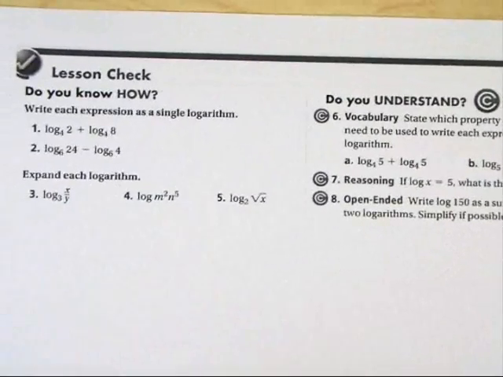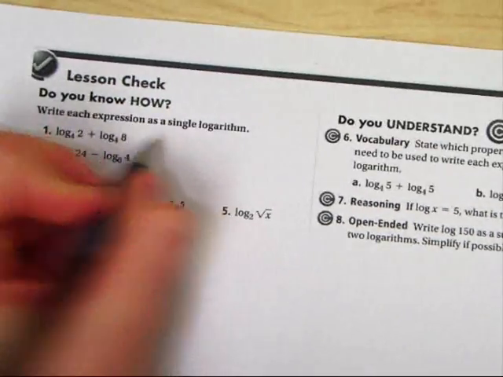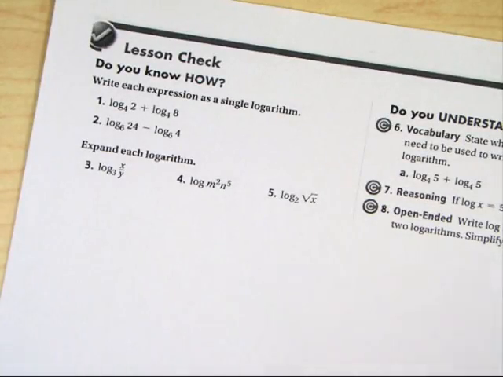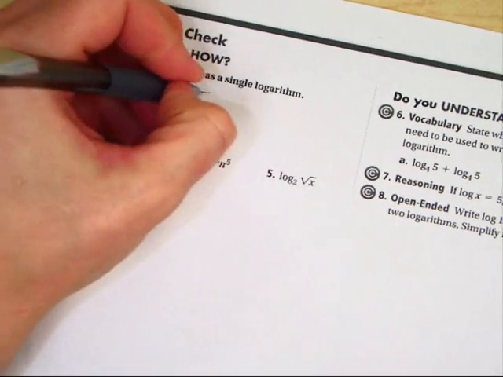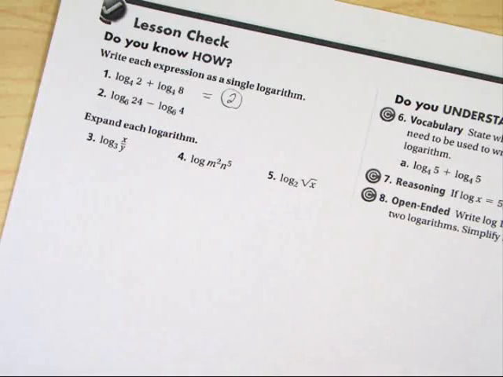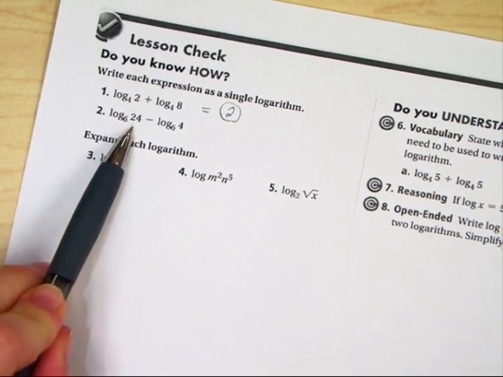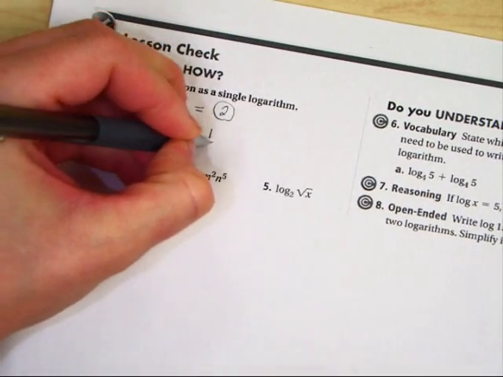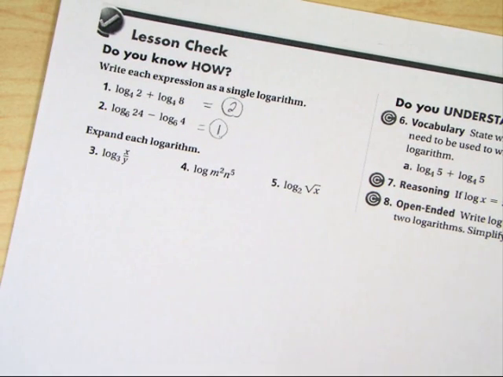See the lesson check? If you understand these, you've understood our lesson. All right, example 1. If you would like to see if you did it right, you should get a final answer of 2. See if you can do that. If you can do that, you understood the lesson. In example 2, you would get an answer of 1. See if you can do that. If you can, you understood part of the lesson.